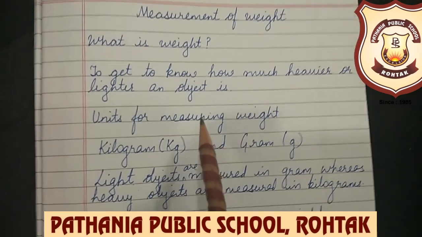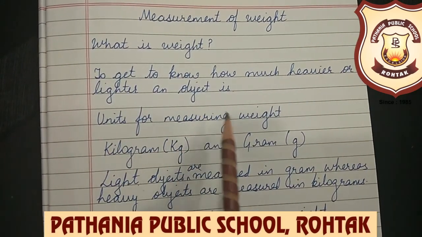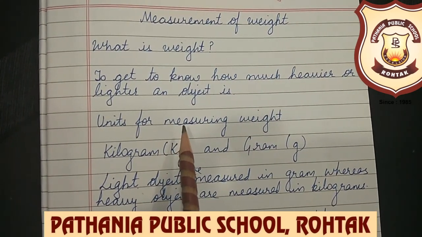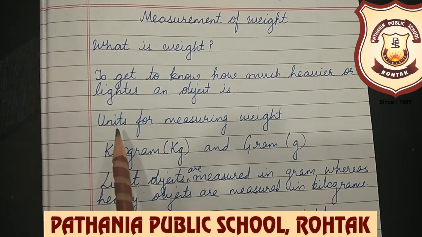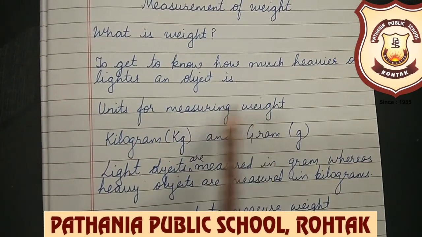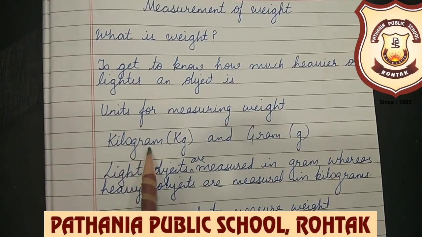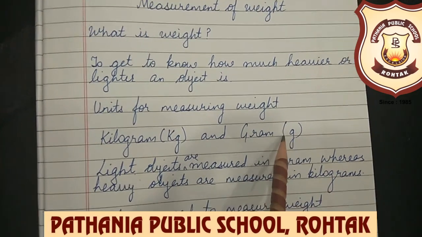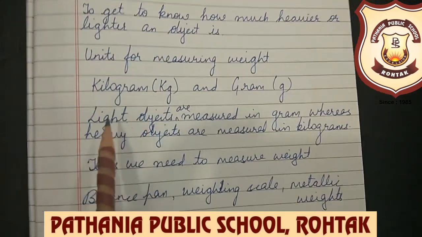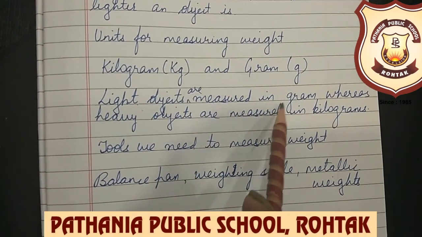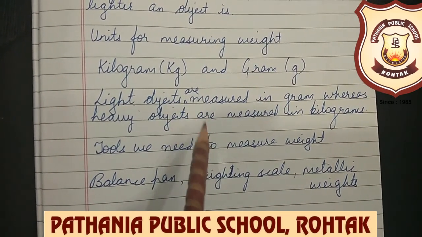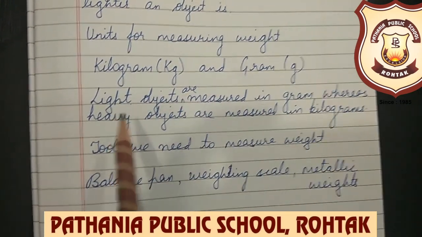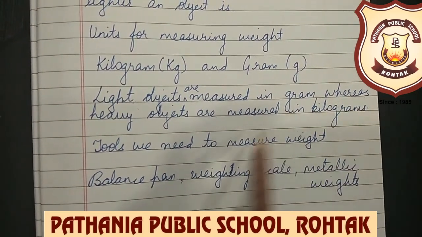Now, for measuring weight we need some units, as we have learned that any type of measurement requires units also. So for measuring weight we have two units with us: kilogram, which is represented as kg also, and gram, which is represented as g also. So beta, light objects are measured in gram, whereas heavy objects are measured in kilograms.